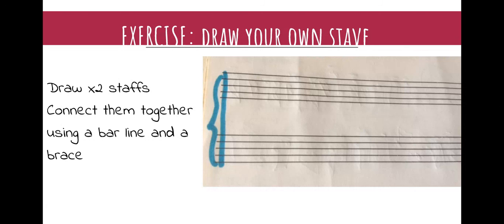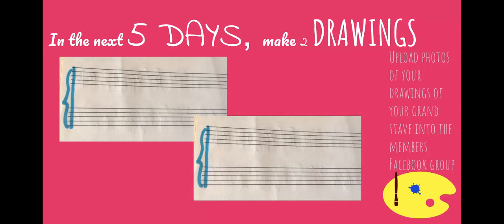So what have we got there? If you go to the next page, we have an exercise for you to do. You can see we've started off with your 2 sets of staffs, and then I've drawn in blue one line from the top of the first staff to the bottom of the staff below it, and you connect them together with a brace, and then you've got your grand staff. That's pretty simple to do, so it's not going to take you too long.